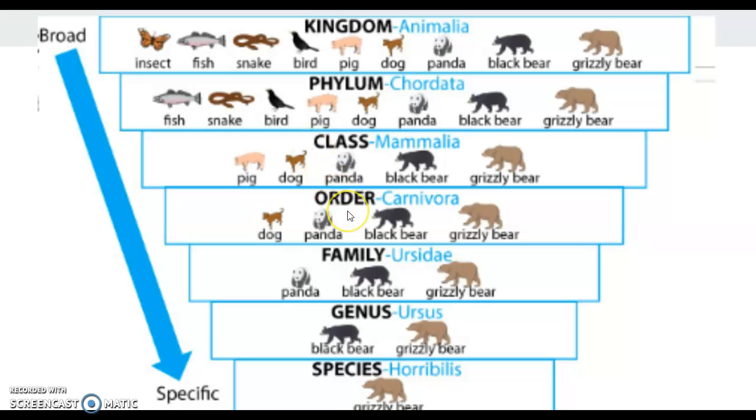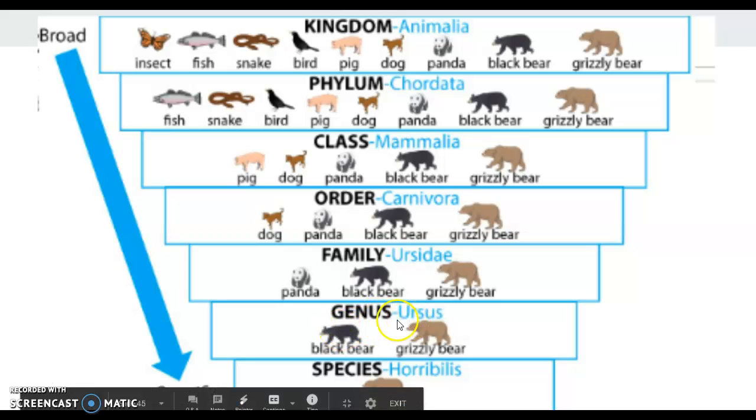And we can get more specific. Carnivores. This includes dogs, panda, black bear, and grizzly bear, but we've eliminated the pig. Then we get into family, Ursidae. This is specific to bears, so we get rid of the dog. And then genus, Ursus, we're left with just the black bear and the grizzly bear. And then finally, the species is horribilis, or the grizzly bear.